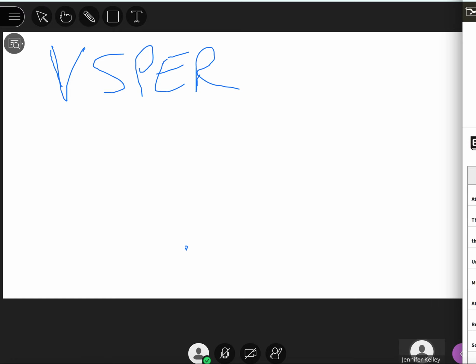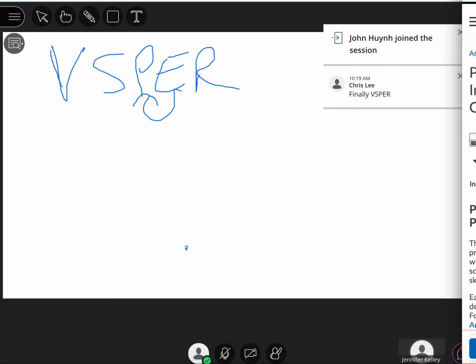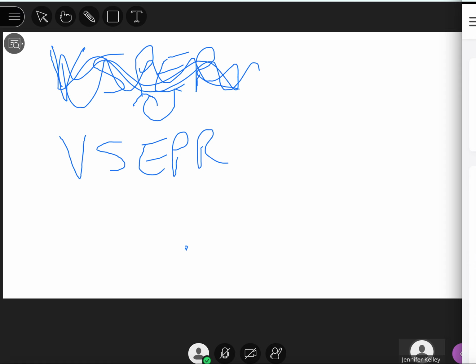Okay, so that's VSEPR. It's valence shell electron pair repulsion, VSEPR. For this, we're going to discover what geometries our molecules are. For example, we have CH4. And the first step is to draw the Lewis structure, which looks like this.